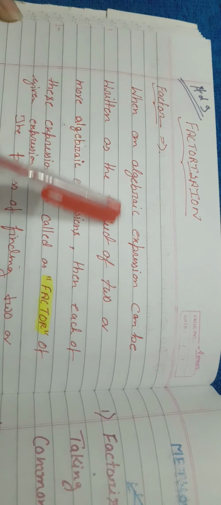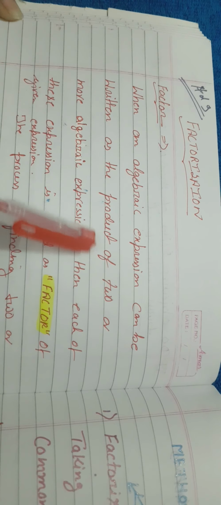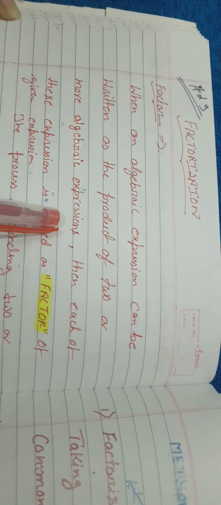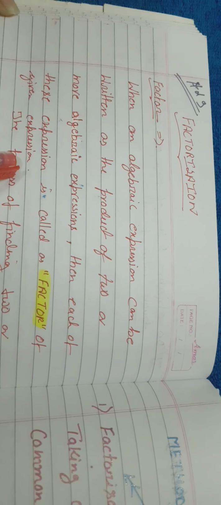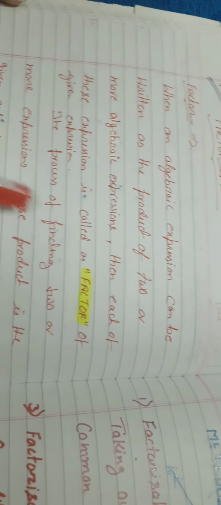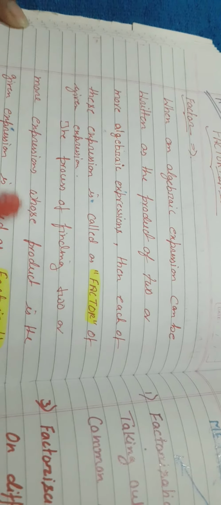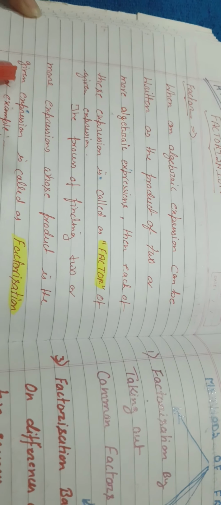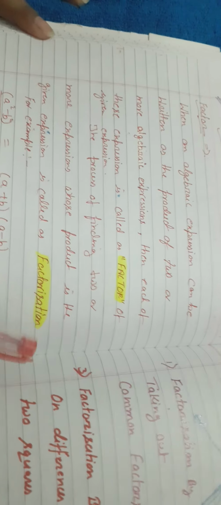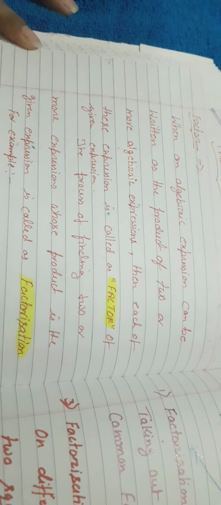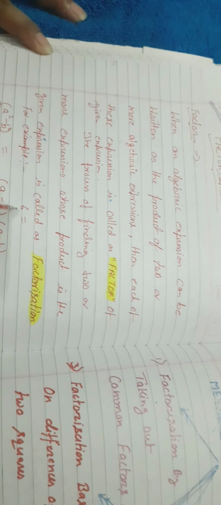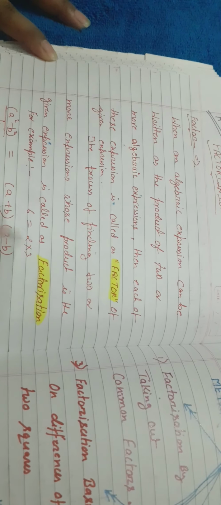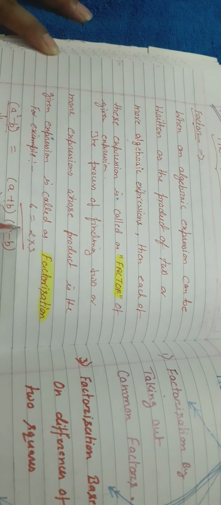Factors: when an algebraic expression can be written as the product of two or more algebraic expressions, then each of these expressions is called a factor of the given expression. The process of finding two or more expressions whose product is the given expression is called factorization. What I want to say, just now I discussed an example from the junior school classes, that for 6 we may write 2 into 3. We have learned all these things in junior classes.